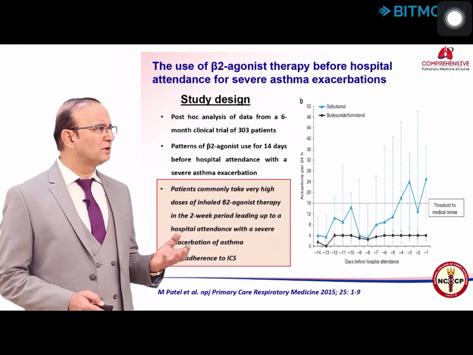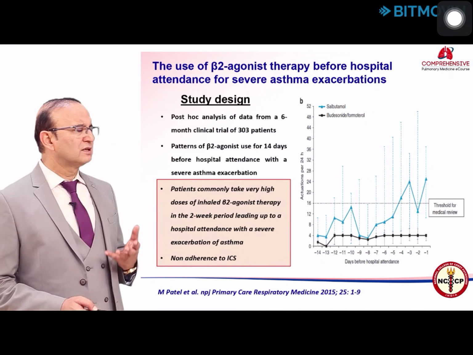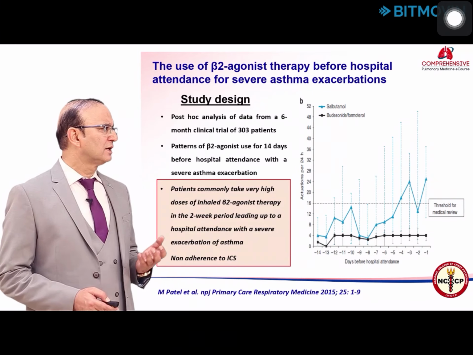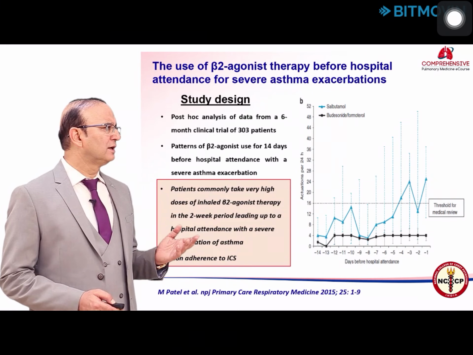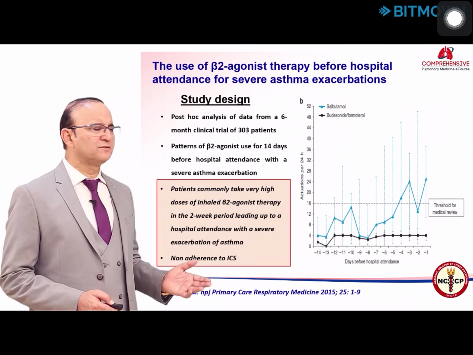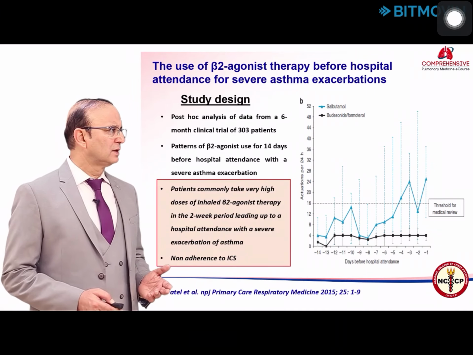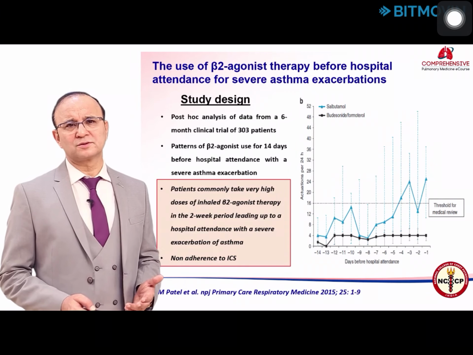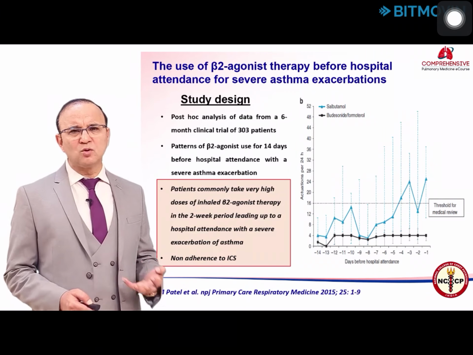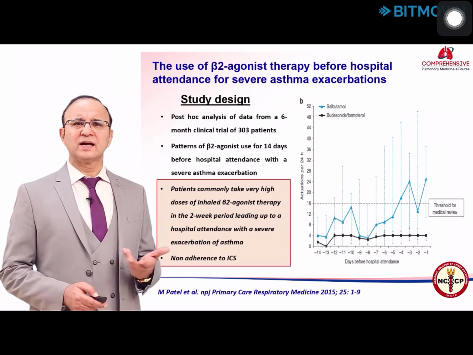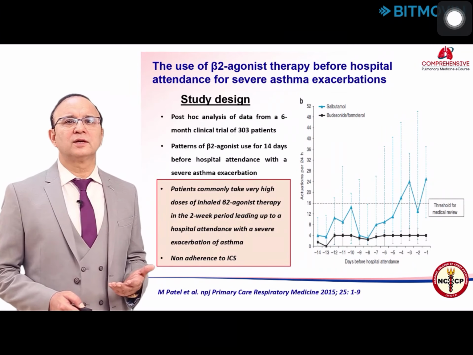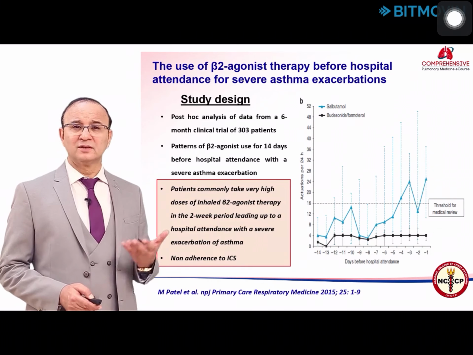This is another study which showed that patients commonly take very high doses of inhaled beta-2 agonist in the 2-week period leading up to a hospital attendance with a severe exacerbation of asthma. And they also found non-adherence to the inhaled corticosteroids. So patients rely more on it because it gives them immediate relief and they feel this is better. And it is the duty of a doctor to educate the patient about what is right.